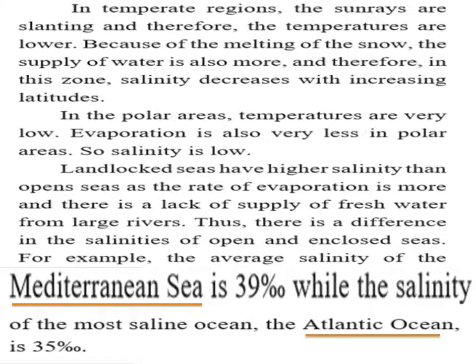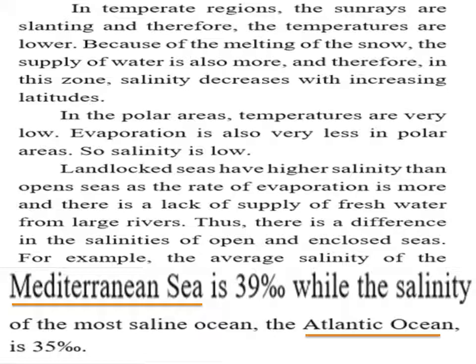In temperate regions, the sun rays are slanting and therefore the temperatures are lower. Okay, the sun rays are slanting, so the temperature is low. Because of the melting of the snow, the supply of water is also more. Eventually, children, the snow is melting, so the supply of water is more. Therefore, in this zone salinity decreases with increasing latitudes. In the polar areas, temperatures are very low. Evaporation is also very less in polar areas. So, salinity is low in the polar areas.